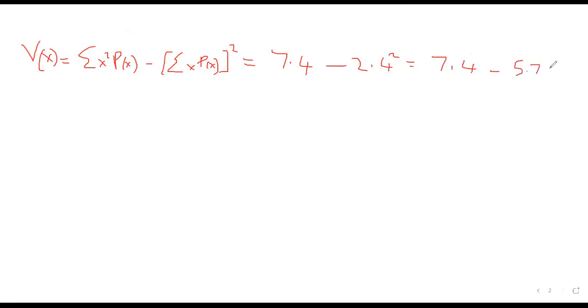So when you subtract the 5.76 from the value we got, which is 7.4, the answer we're going to get is 1.64. So this is what we call our variance. So the variance is 1.64. Any questions before I proceed?